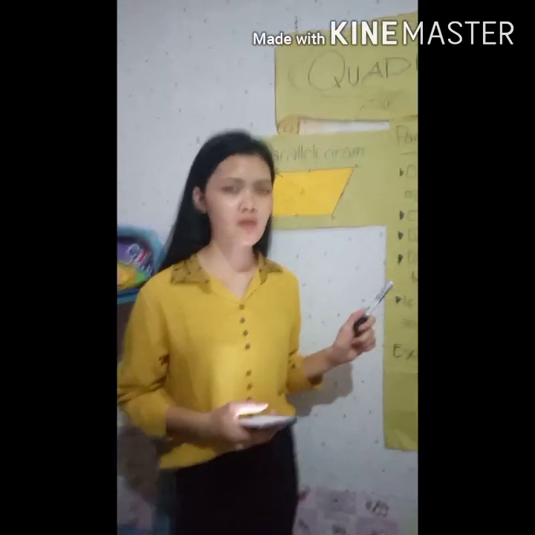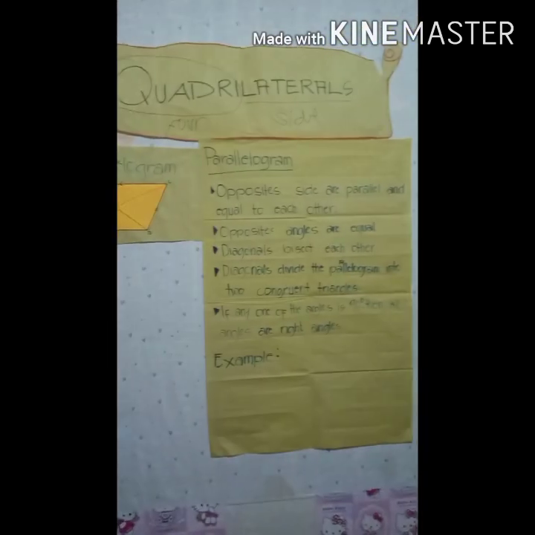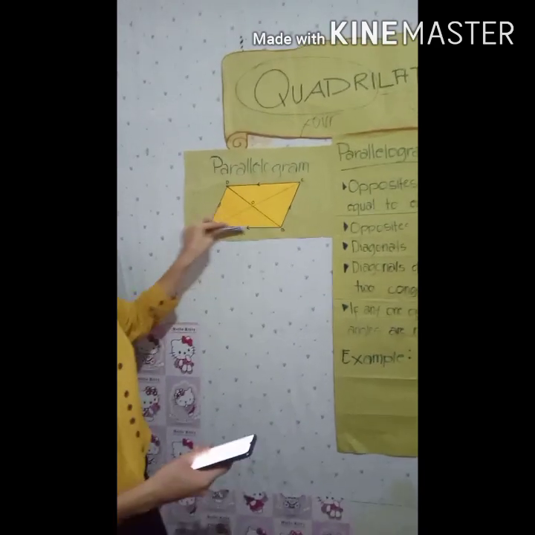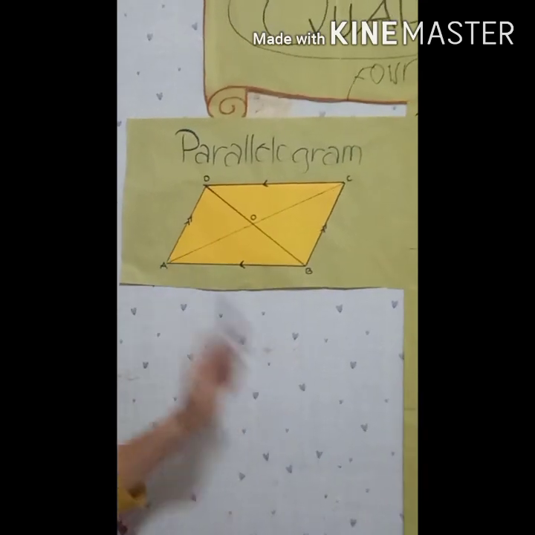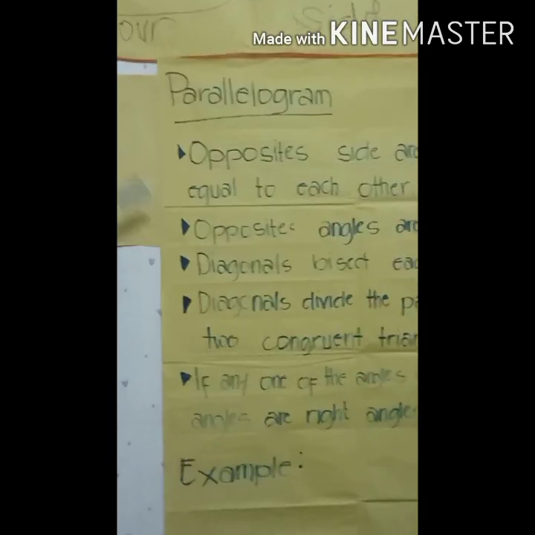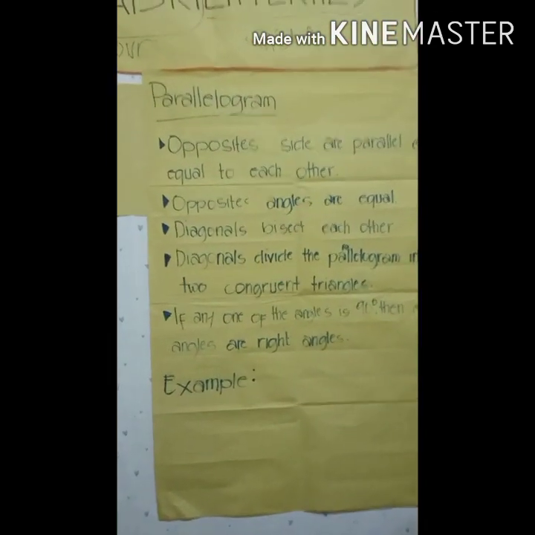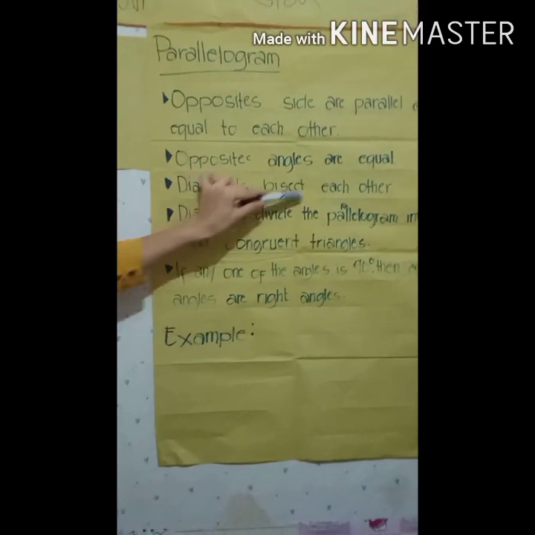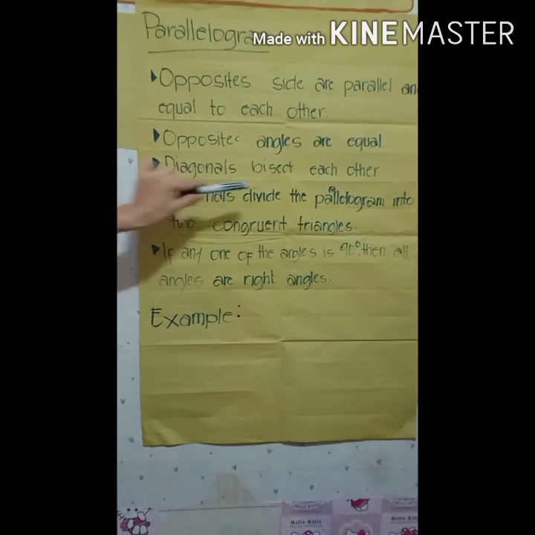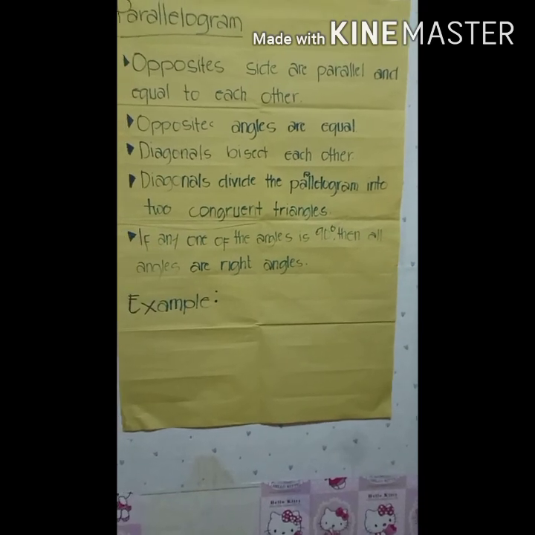First, what is a parallelogram, which is one of the types of quadrilaterals? This is the shape of a parallelogram with four sides. The properties of a parallelogram: opposite sides are parallel and equal to each other, and opposite angles are equal. The diagonals bisect each other. The diagonals divide the parallelogram into two congruent triangles. If any one of the angles is 90 degrees, then all are right angles.